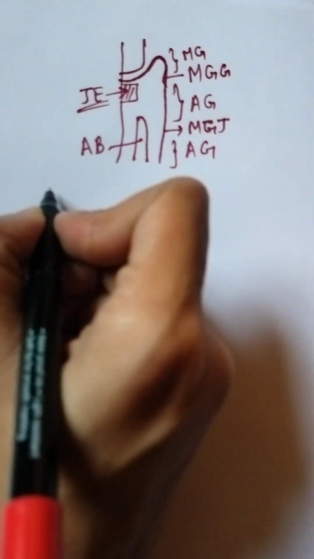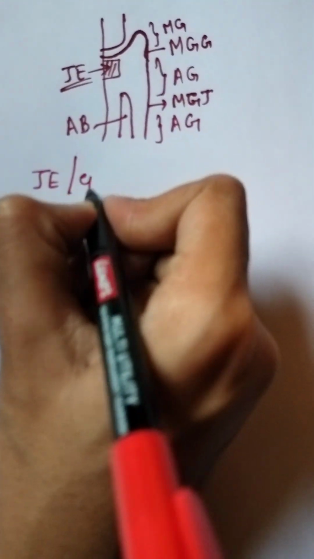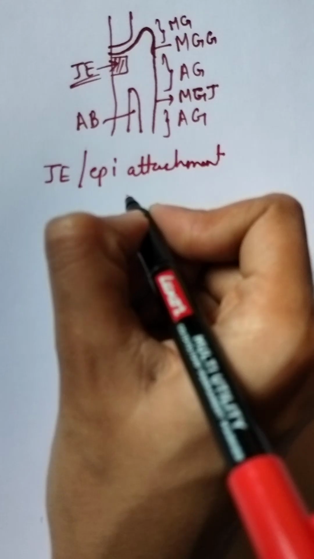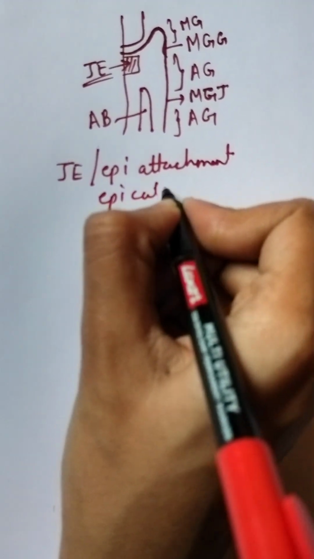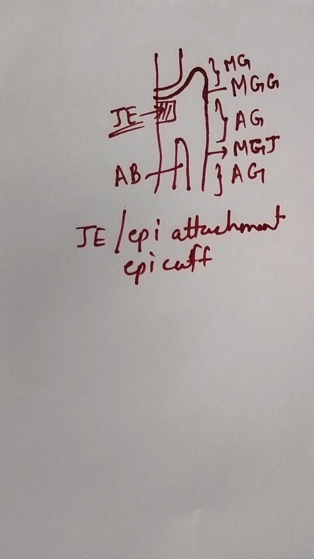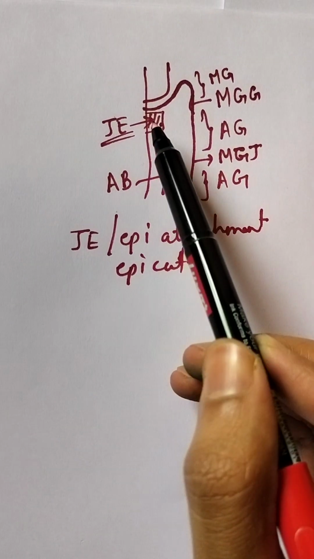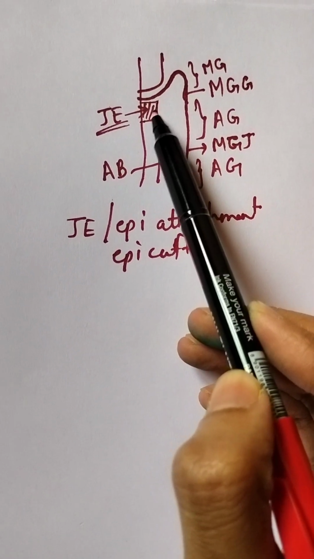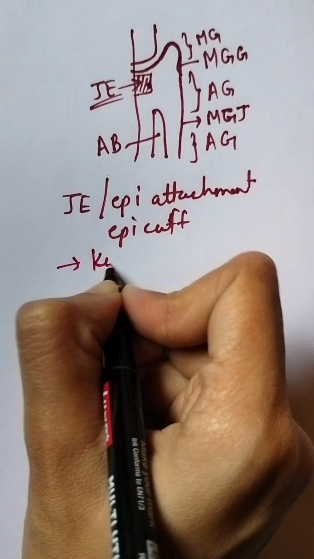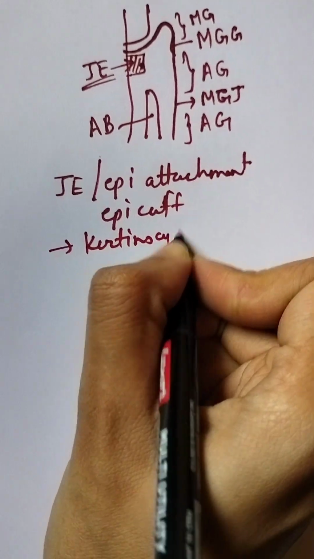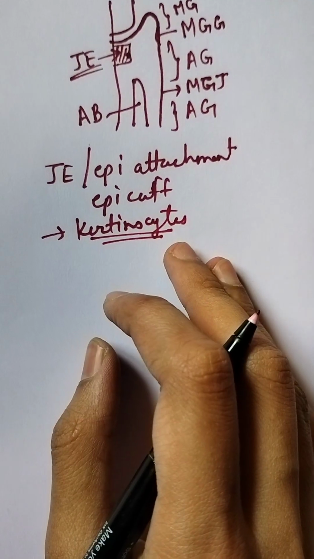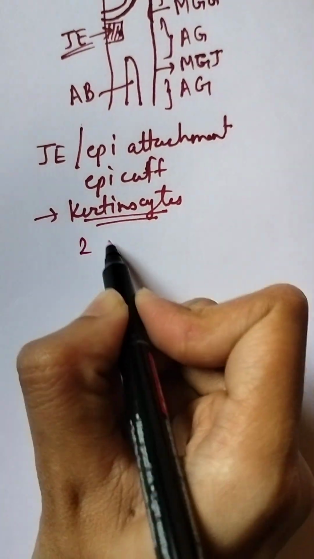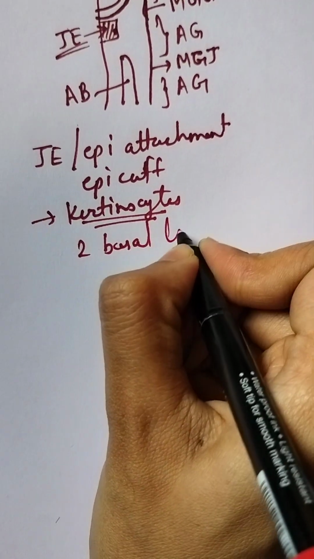This junctional epithelium is also called the epithelial attachment or epithelial cuff. It is present at the apical end, the base of the sulcus. It is made up of keratinocytes only. It has a unique feature that it contains two basal laminae.